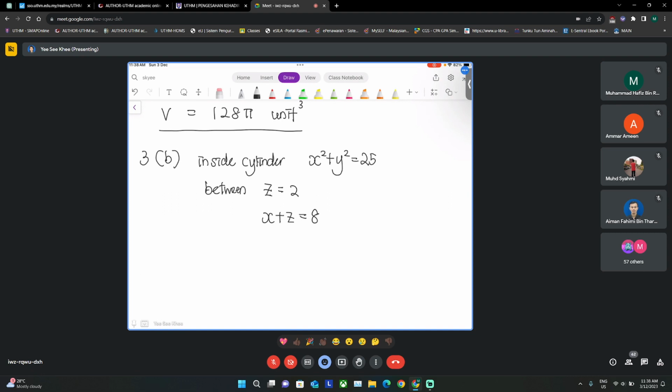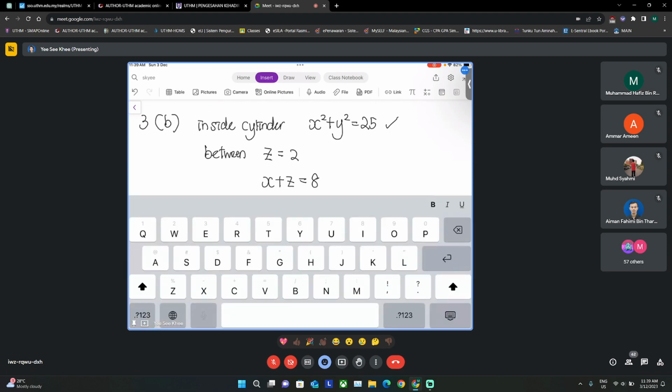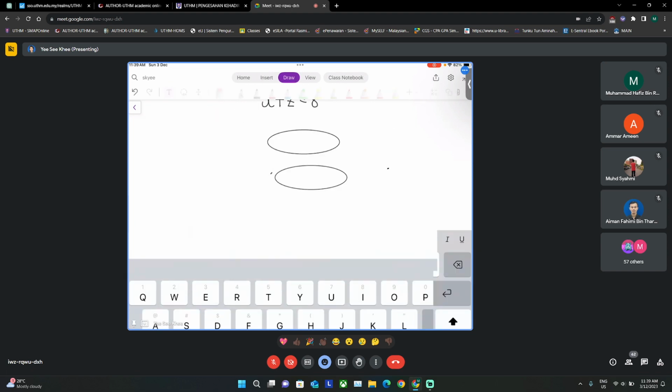Okay, so let's draw it out first. First, we draw the cylinder. It didn't specify the cylinder, right? So we just draw a cylinder. Everybody, okay, we draw cylinders. So I draw a cylinder.